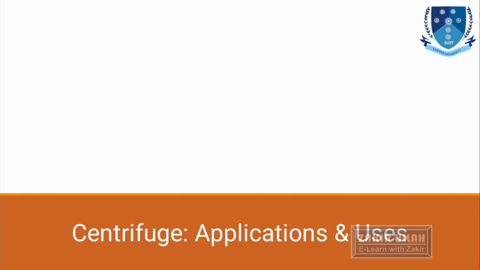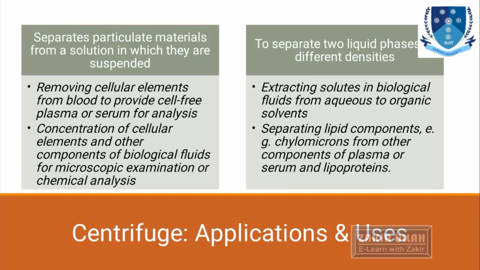Now going to the application and usage of the centrifuge. A centrifuge is used in two cases. One is the solid-liquid case, a solution in which there are two different types of particles: one is the solid portion and the other is the liquid portion. The other is when there are two different types of liquid in the solution. Both components are liquid. So starting with the solid-liquid solution, a centrifuge separates particulate or solid materials from a solution in which they are suspended.